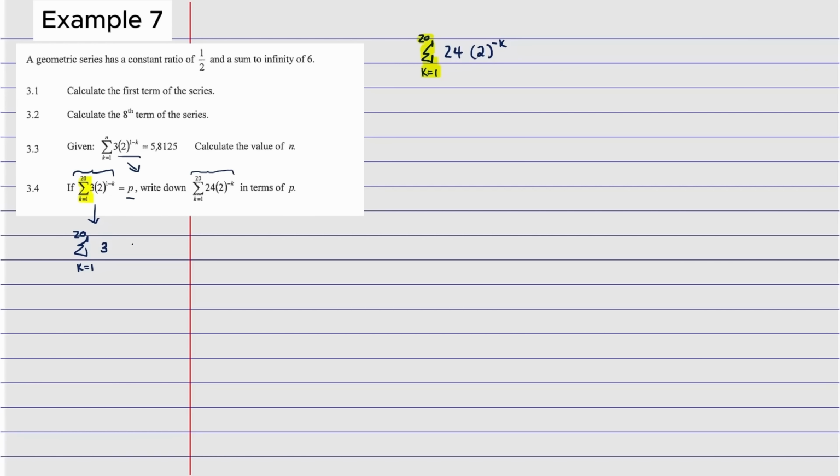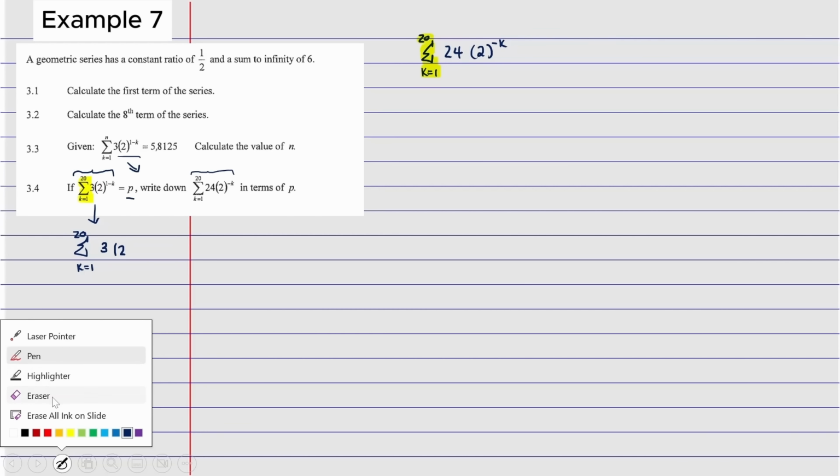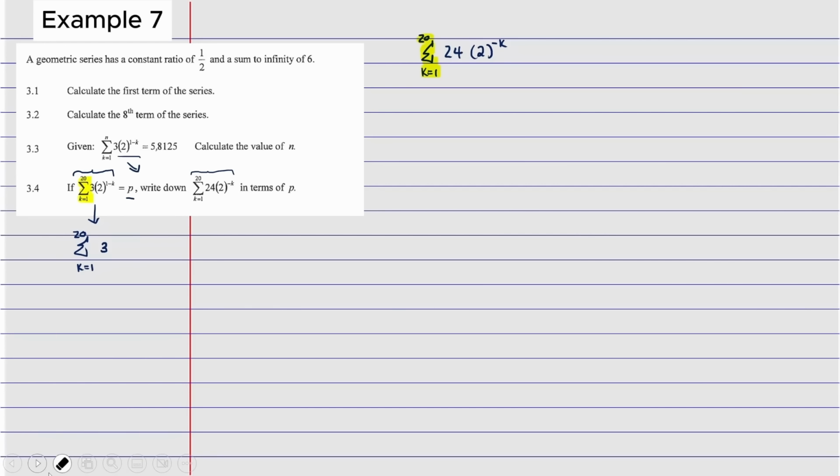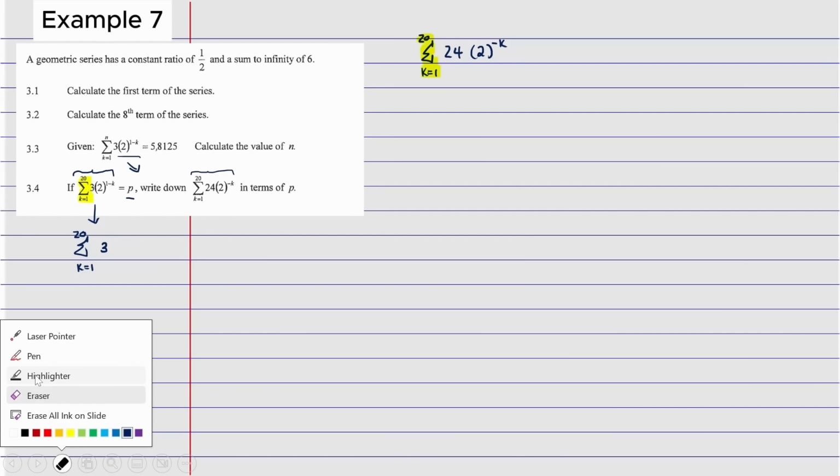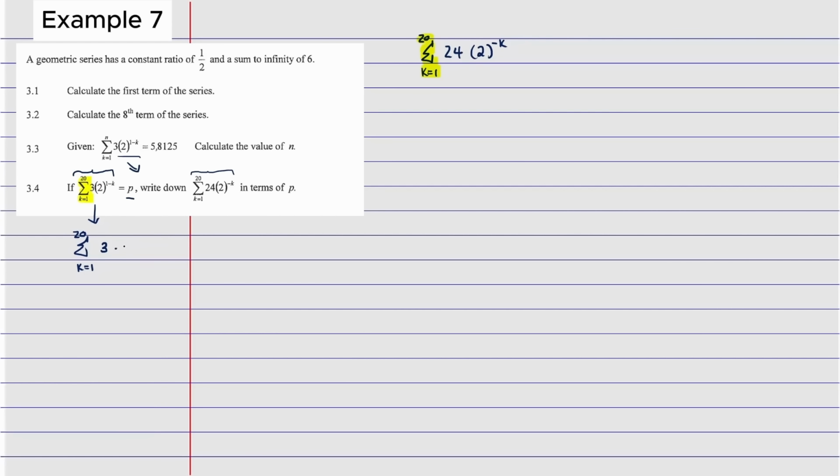Then I'm going to break this down. So it's going to be the same as 2, right? So it's going to be, let me just do this, erase this. Okay. So this is going to be the same as having multiplied by 2 to the power 1 multiplied by 2 to the power negative k. So this and this is exactly the same thing. I just broke down this part, right?